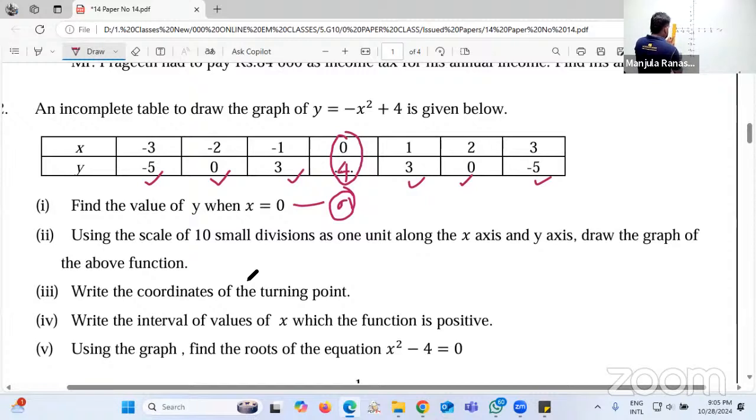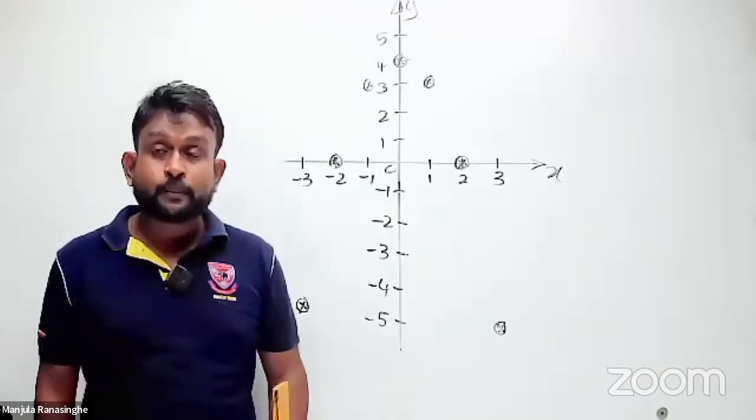Okay, then negative 2, 0, then negative 1, positive 3, then 0, positive 4, right? 1, positive 3, then 2, 0, and then positive 3, negative 5. Positive 3 and negative 5 here. Right. So this is the plot of the coordinates. See how I plotted it.